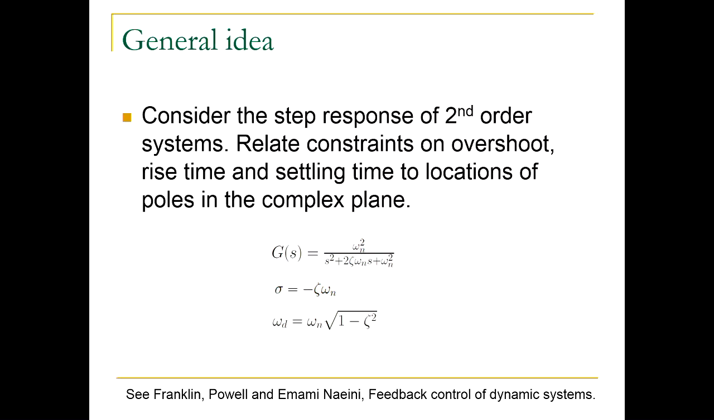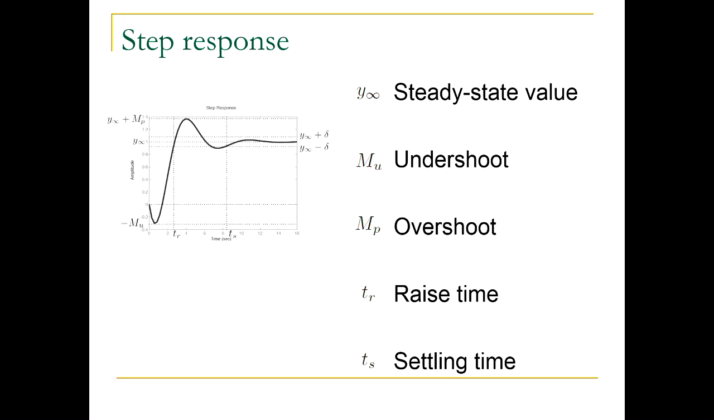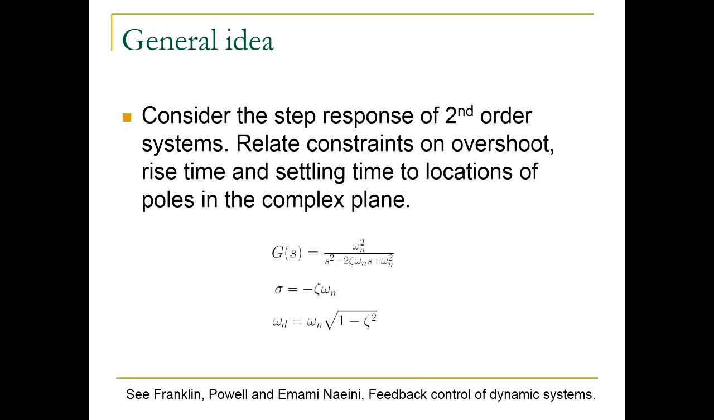So I want to say, if you want to have overshoot for this transfer function, step response for this transfer function, if you want to have overshoot less than 10%, then zeta has to be such and such. If I want to have rise time smaller than so many seconds, then omega n has to be such and such. If I want to have settling time smaller than something, then sigma has to satisfy certain constraints. So I want to translate constraints on overshoot, rise time and settling time into constraints on locations of poles of this transfer function. In other words, sigma, zeta, omega n, omega d, right? So I want to relate them, basically.